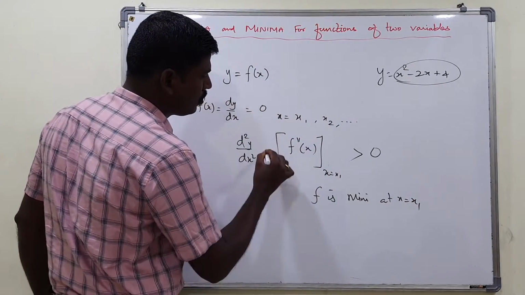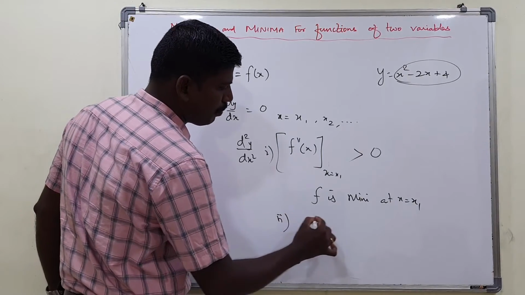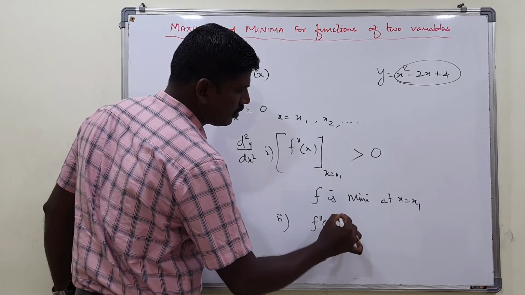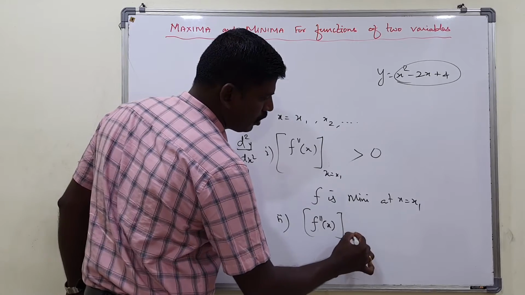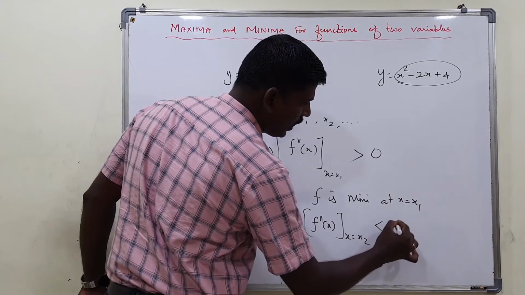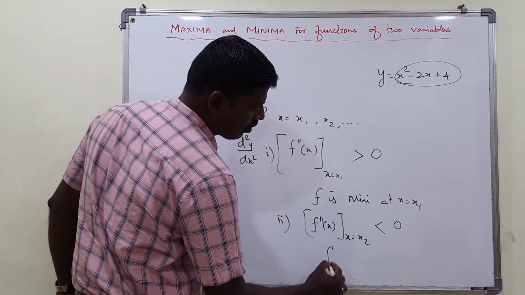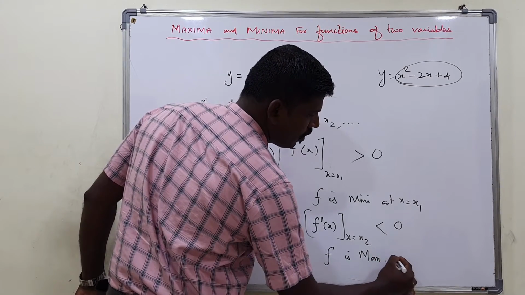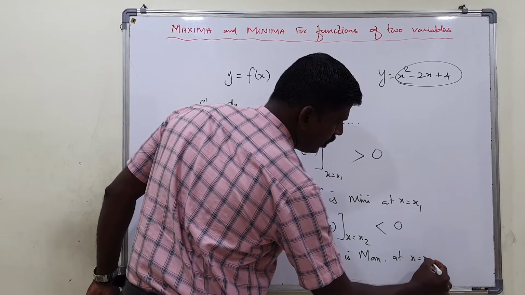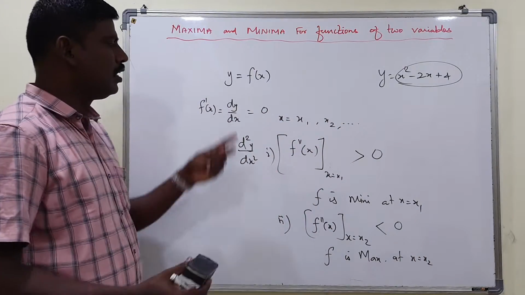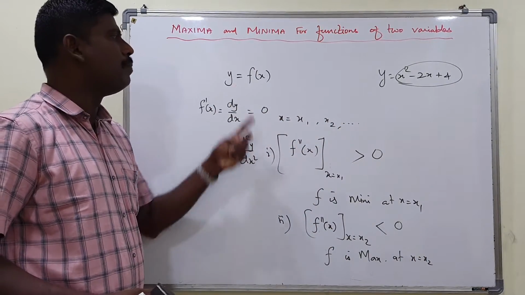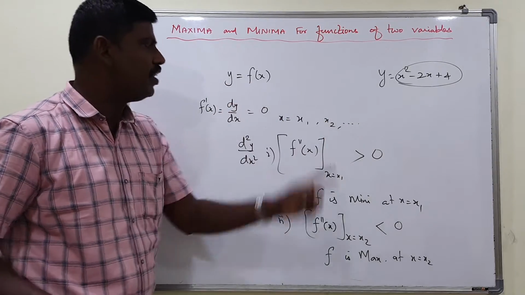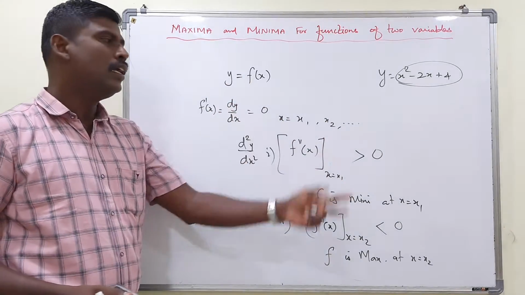Suppose f double dash of x at the point x equal to x2 is negative, then what we conclude is that f is maximum at the point x equal to x2. So these are all the steps to find the maxima or minima of a function in one variable. That is already we studied in school level.